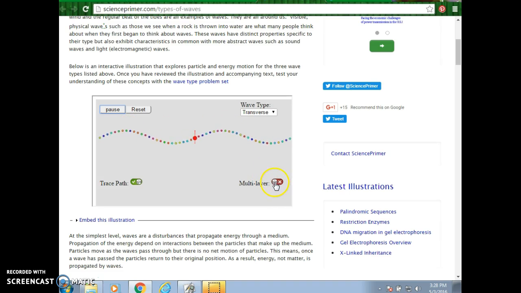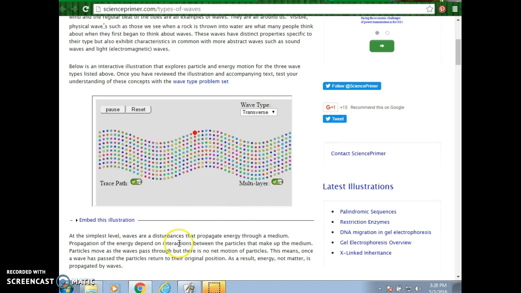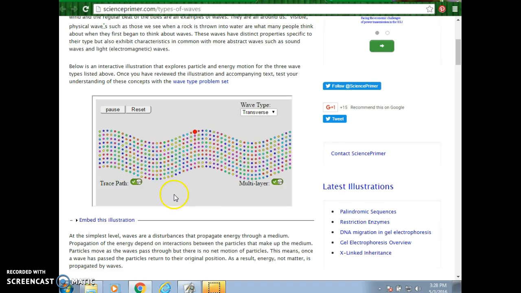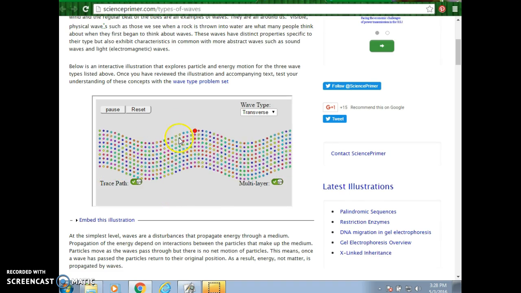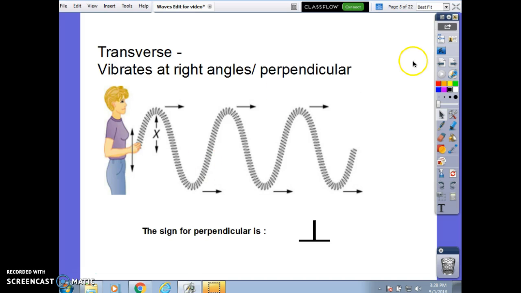Now what if we make multiple layers of our transverse wave? This gives a really good diagram of the way the waves move up and down, perpendicular to the surface. These guys are moving up and down, or perpendicular. Alright, so that's a transverse wave.